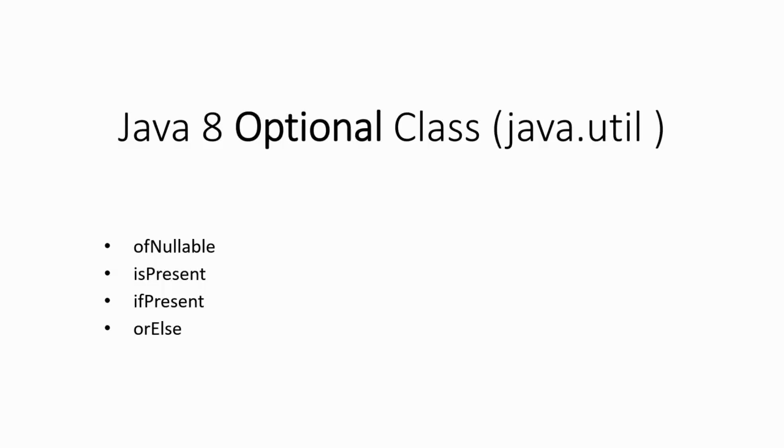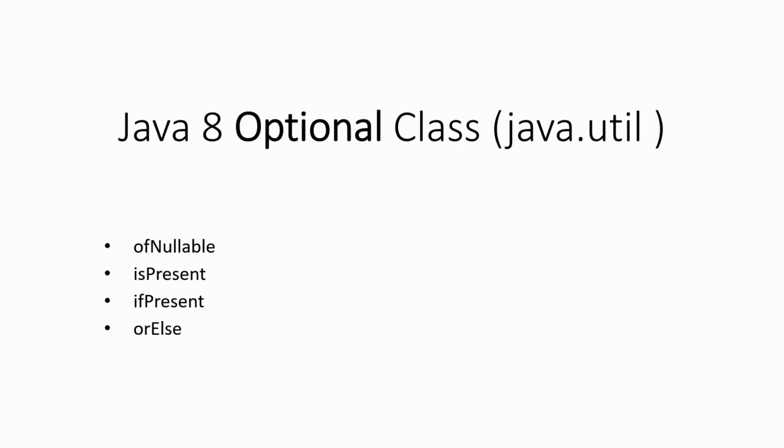Okay, so this optional class, what is the use of this optional class? In day-to-day programming we often encounter null pointers, right? It is a very common exception, null pointer exception, because if something is null and we are trying to do some operation on null, then what will happen? We will get null pointer exception.